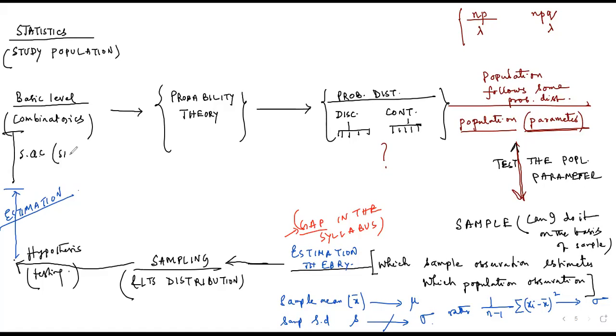It is called statistical quality control: how to maintain the quality using all the knowledge that we have gathered. And then when we get stuck somewhere, we again go to the basic level and this cycle runs. This is the basic diagram that is followed in various statistical analyses.